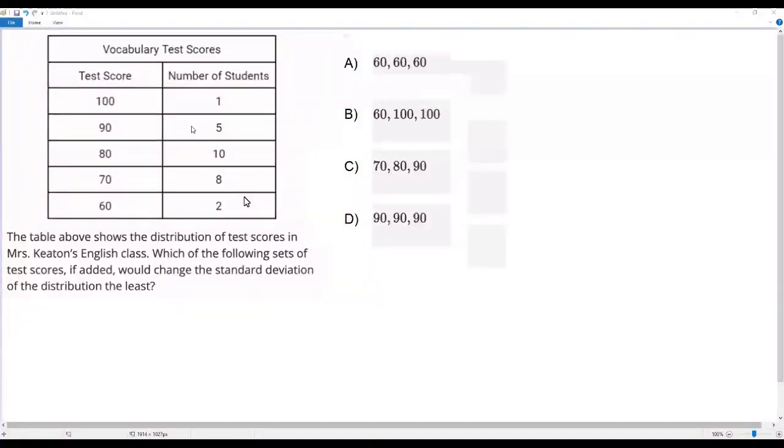Here we have a SAT math question. There is a table over here. This table is about vocabulary test scores. In the first column we have test scores, and in the second column we have the number of students.